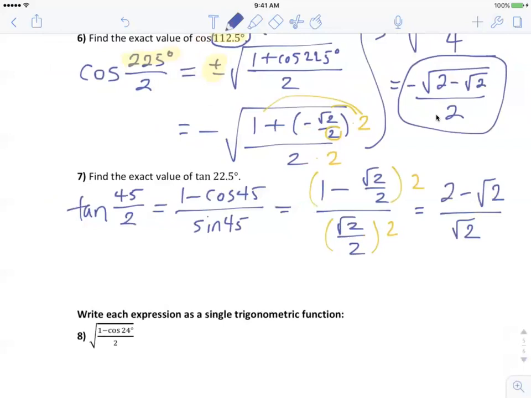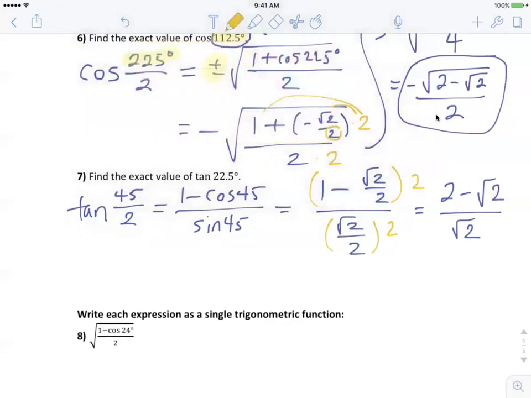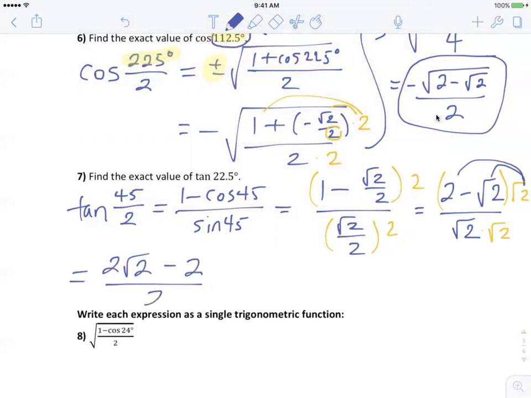Finally, rationalization. So just multiply the top and the bottom by square root 2. And then we should be done. So if I distribute that root 2, 2 times root 2 is 2 root 2. Root 2 times root 2 is 2. And then root 2 times root 2 on the bottom is just 2.